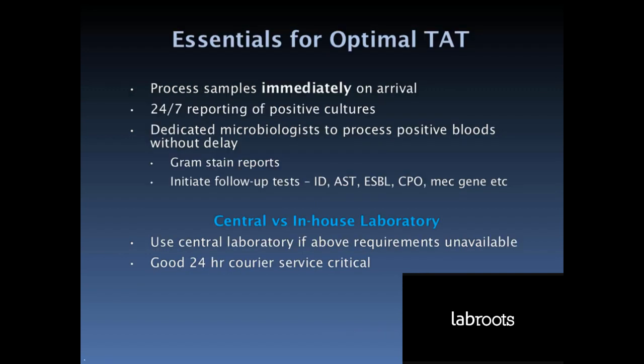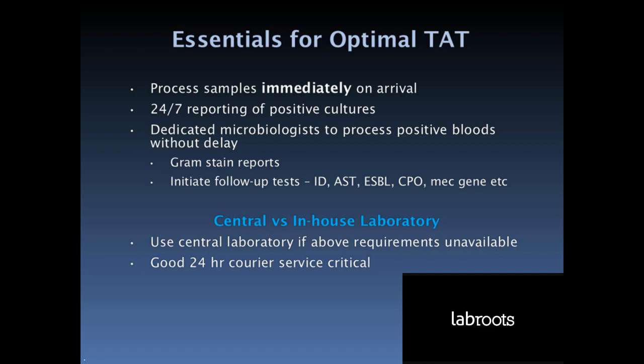Optimum turnaround time is critical. Eliminate things that may cause delays or impair quality. It is important to monitor quality indicators, such as turnaround times for reporting gram stains and molecular tests. There are many quality indicators that are important to monitor. Otherwise, quality might be sliding unnoticed to the detriment of patients.